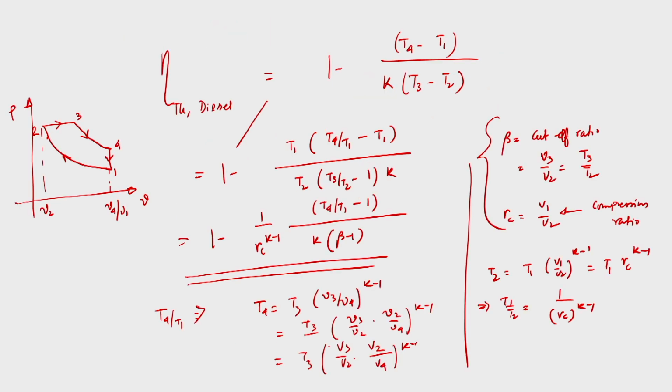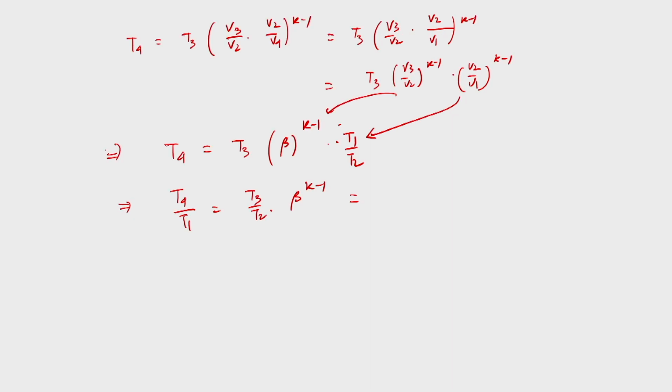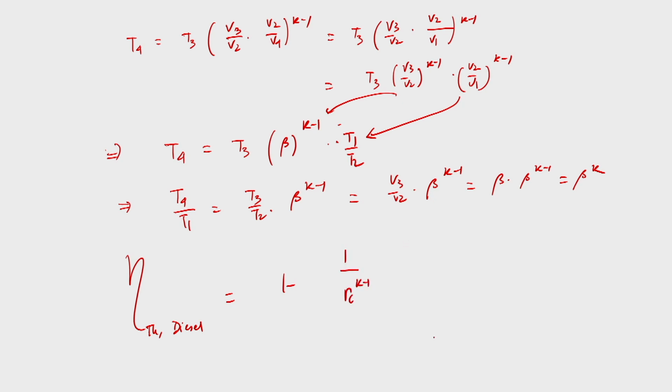If I go back to my previous slide, T3 by T2 is equal to V3 by V2, that is beta, into beta to the power k minus 1, that is beta to the power k. So if I replace the value of T4 by T1 in the expression of thermal efficiency, I can obtain the final expression: eta thermal diesel is equal to 1 minus 1 upon RC to the power k minus 1 into beta to the power k minus 1 divided by k into beta minus 1.